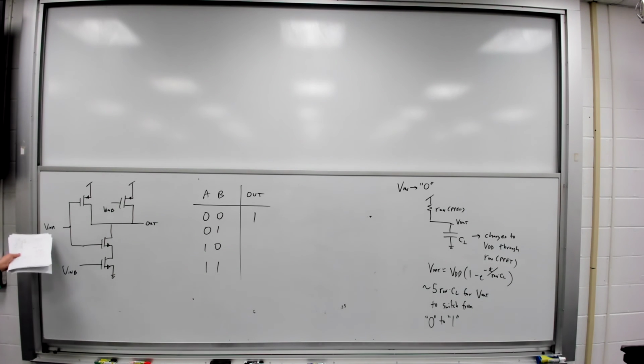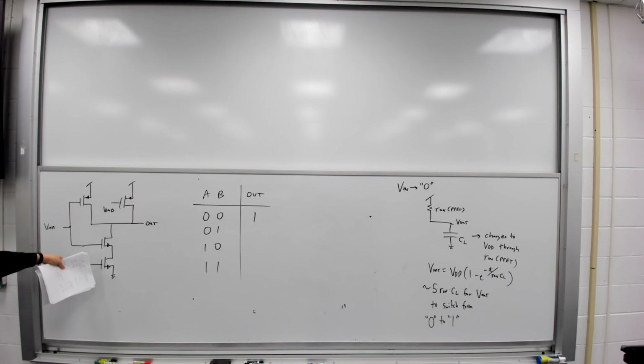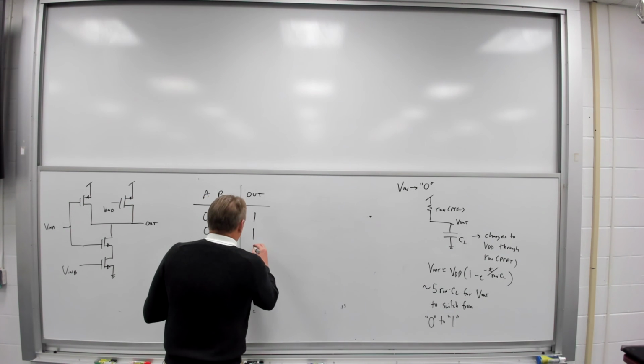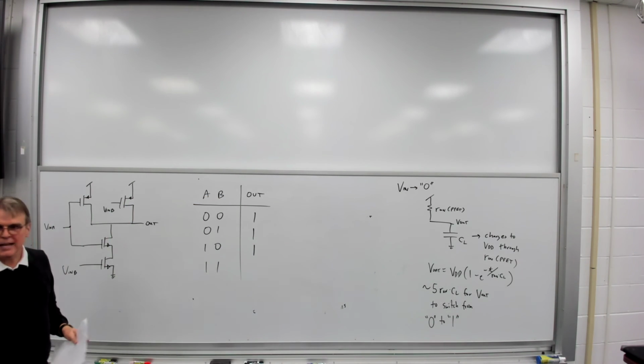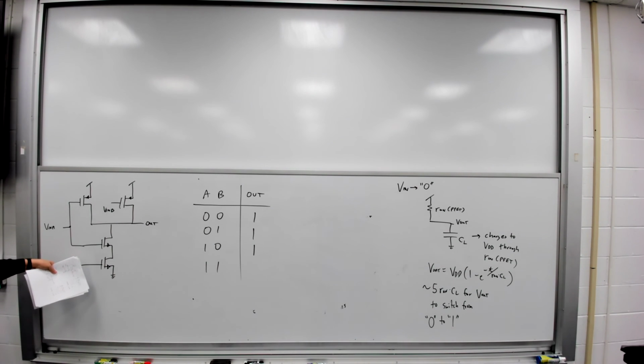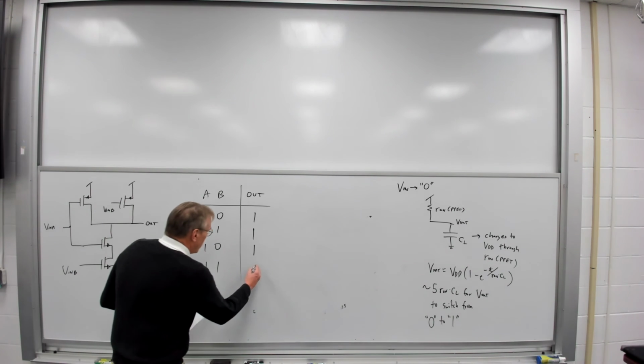What if V in A is 0, V in B is 1? Well, I've still got this transistor on, and I've got one of these two in series off. So there's no connection to ground. There is a connection to VDD, and once again, I have a logic 1. Same thing if I flip the A and B inputs. But if both V in A and V in B are 1, then both of those transistors are on. There's now a path from the output to ground. Both of those PFETs are off, and I get a logic 0.